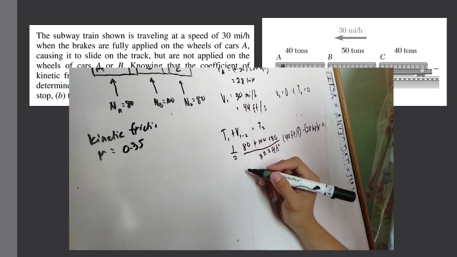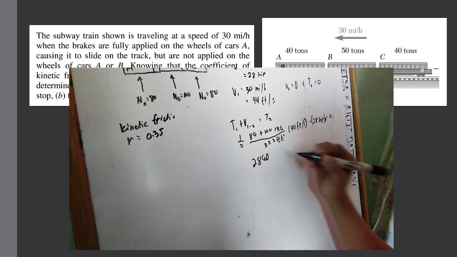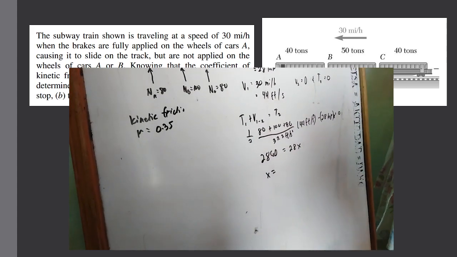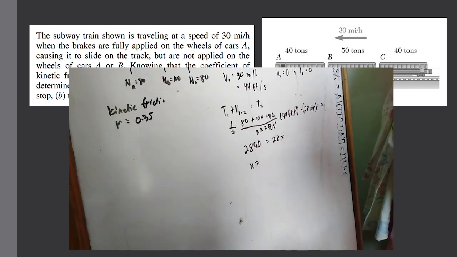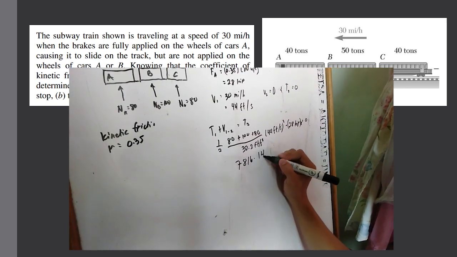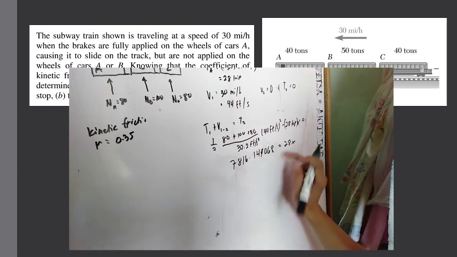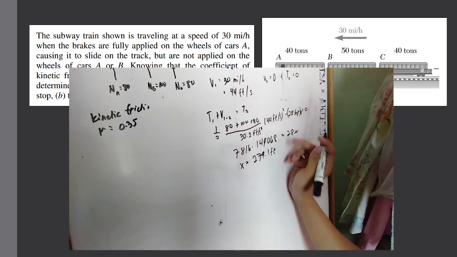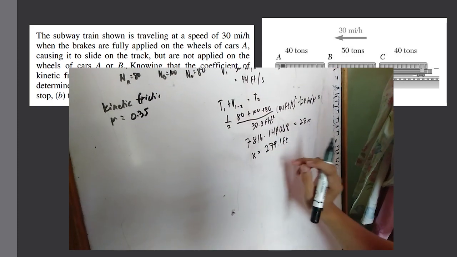So solving it, we have 7,816.149068 is equal to 28x. Divide, so x is equal to 279.1 feet. This is x, the distance required for the train to fully stop.